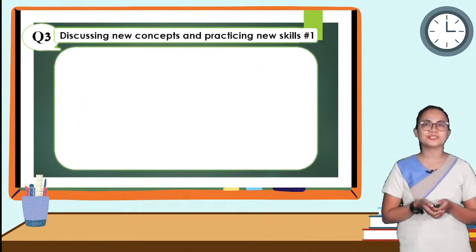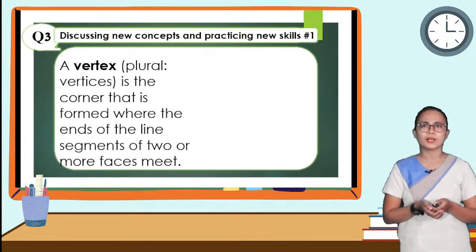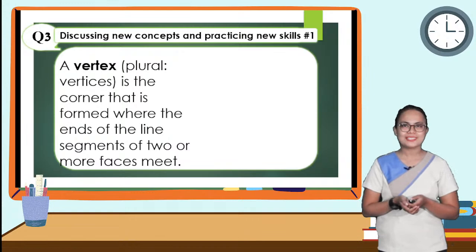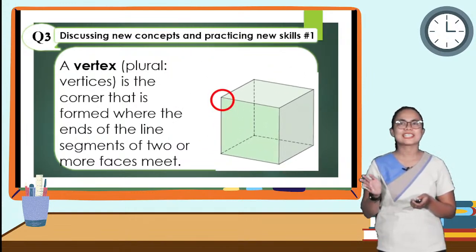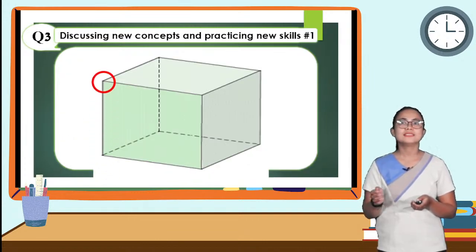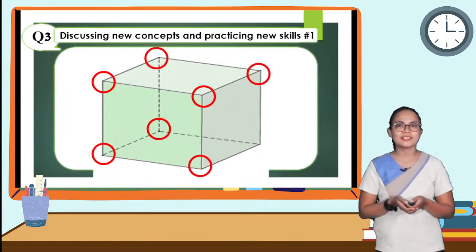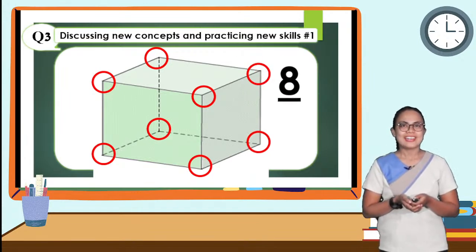How about the vertex? When we say vertex, it is the corner that is formed where the ends of the line segments of 2 or more faces meet. So here it is, the vertex. Now let's count the vertices of a cube. 1, 2, 3, 4, 5, 6, 7, and 8. Yes, grade 6 learners, we have 8 vertices.